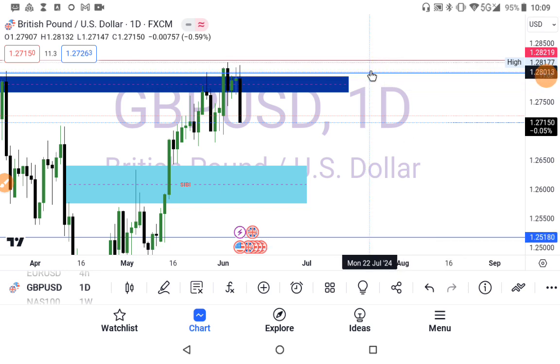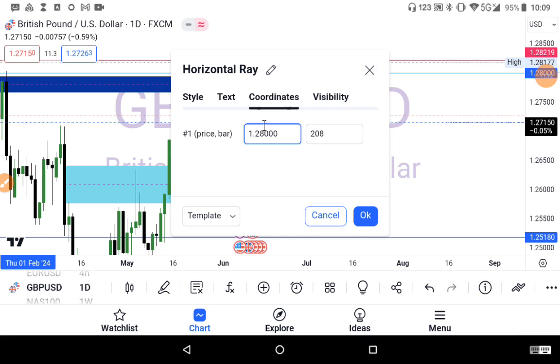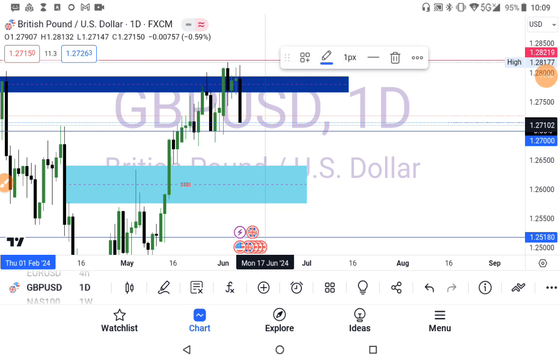Let me use this. 27,000. You can see the market is just a few pips to 1.27 thousand.